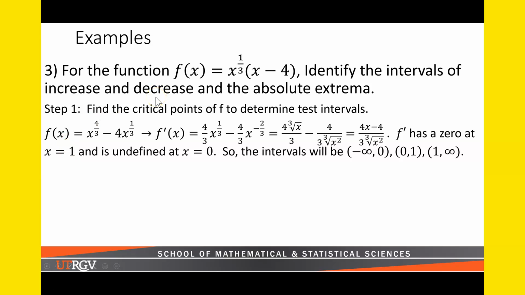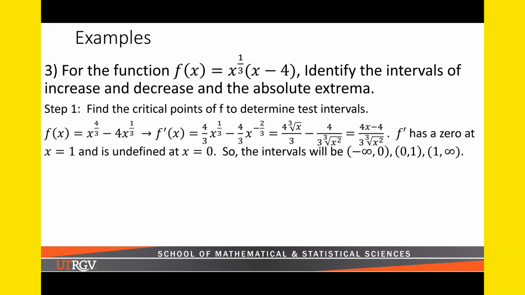And so the function is going to increase or decrease only over those intervals. Those are the only possibilities where it could change from increasing to decreasing or vice versa. So those are going to be our test intervals. We're going to test values within those intervals. So what should we test?